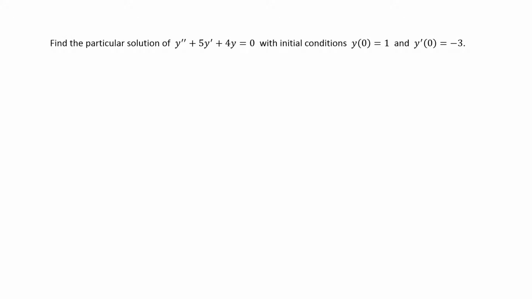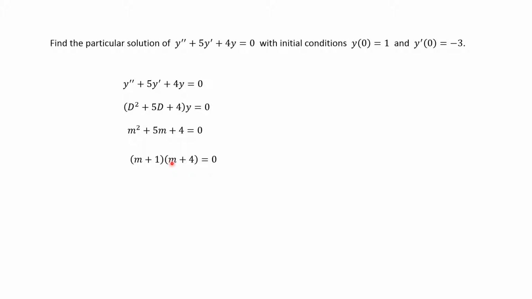Next, we have now particular solution. Find the particular solution of y double prime plus 5y prime plus 4y equals 0 with initial conditions y of 0 is 1 and y prime of 0 is -3. The first step is, of course, this is our differential equation. Transform this into an operator form, D squared plus 5D plus 4 y equals 0. Replace D by m to get the auxiliary or characteristic equation, and find the roots.